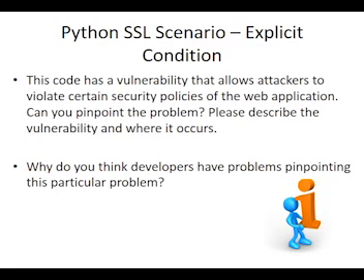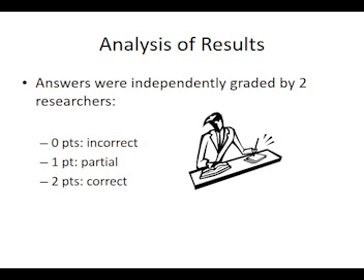So each developer wrote their answers in an open-ended fashion, it was not multiple choice. And we graded this independently, so 2 researchers graded the answers from all the developers, and we gave 0 if it was completely wrong, we gave a 1 if it was kind of getting there, and 2 if it was correct.